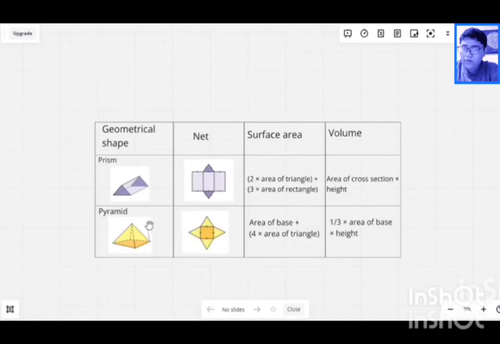Okay, so for pyramid, the net will become like a star. Surface area is area of base plus 4 times area of triangle. For volume, 1 over 3 times area of base times height. The height is like this line.